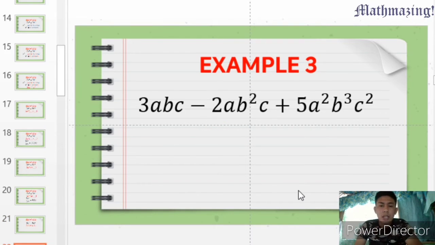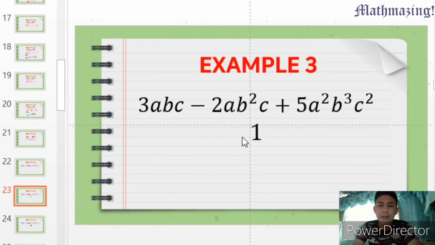We have 3abc minus 2ab squared c plus 5a squared b cubed c squared. So ang first thing natin gagawin, we have to get the GCF between our coefficients. So we have 3, we have 2, and we have 5. All we know that 3, 2, and 5 are prime numbers. Ibig sabihin, walang number na makapag-divide sa kanila maliban sa 1 at saka sa sarili nila. So in this case, the GCF is 1.